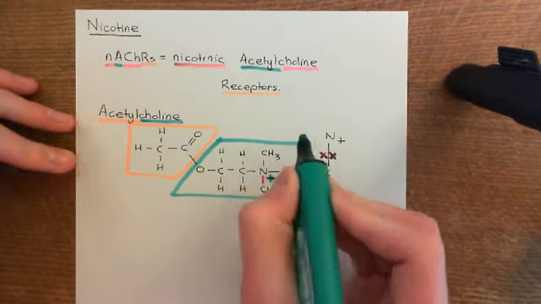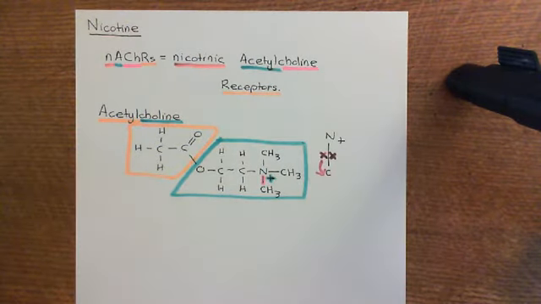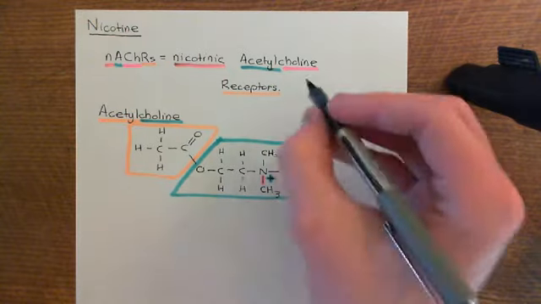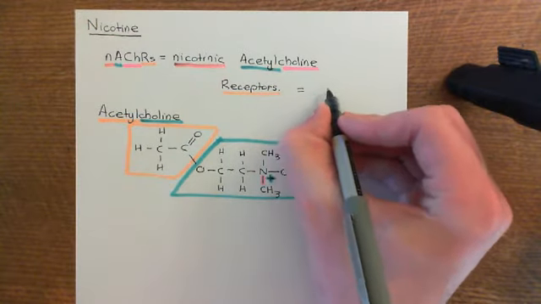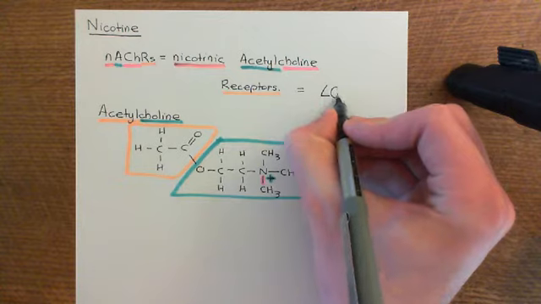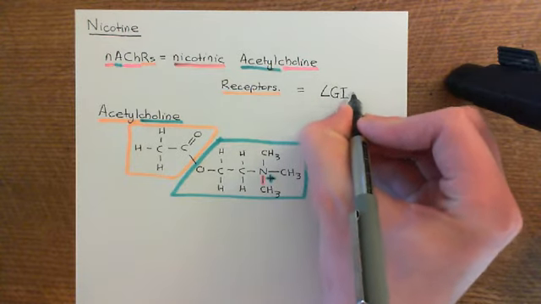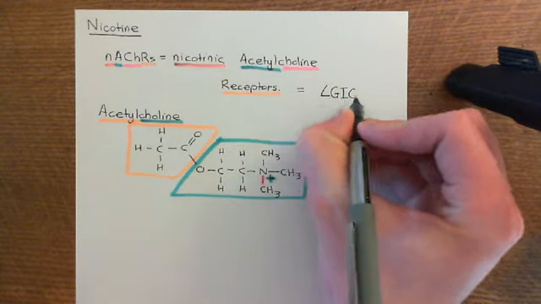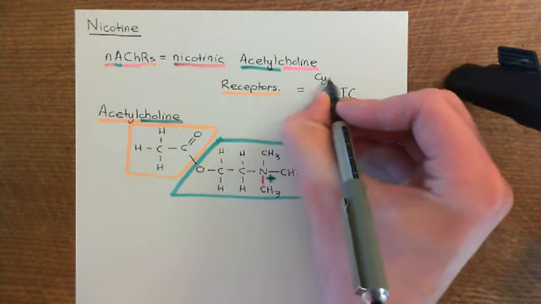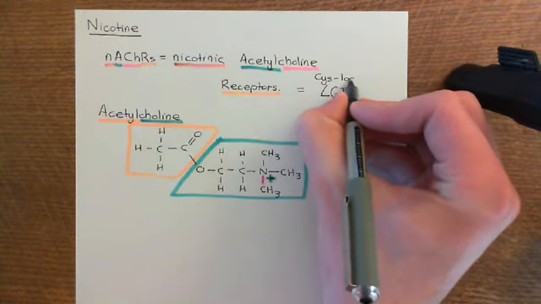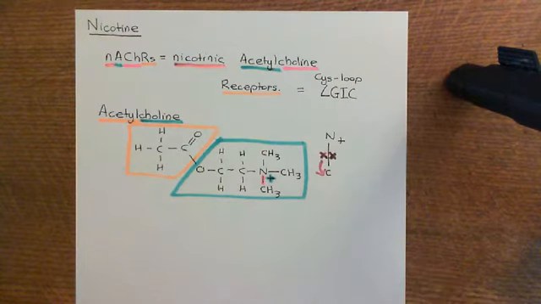Okay, right, so that's the neurotransmitter that works on nicotinic acetylcholine receptors. Now, nicotinic acetylcholine receptors are all going to be ligand-gated ion channels. The shorthand for ligand-gated ion channel is LGIC. Specifically, they're going to be within this superfamily of cis-loop ligand-gated ion channels.